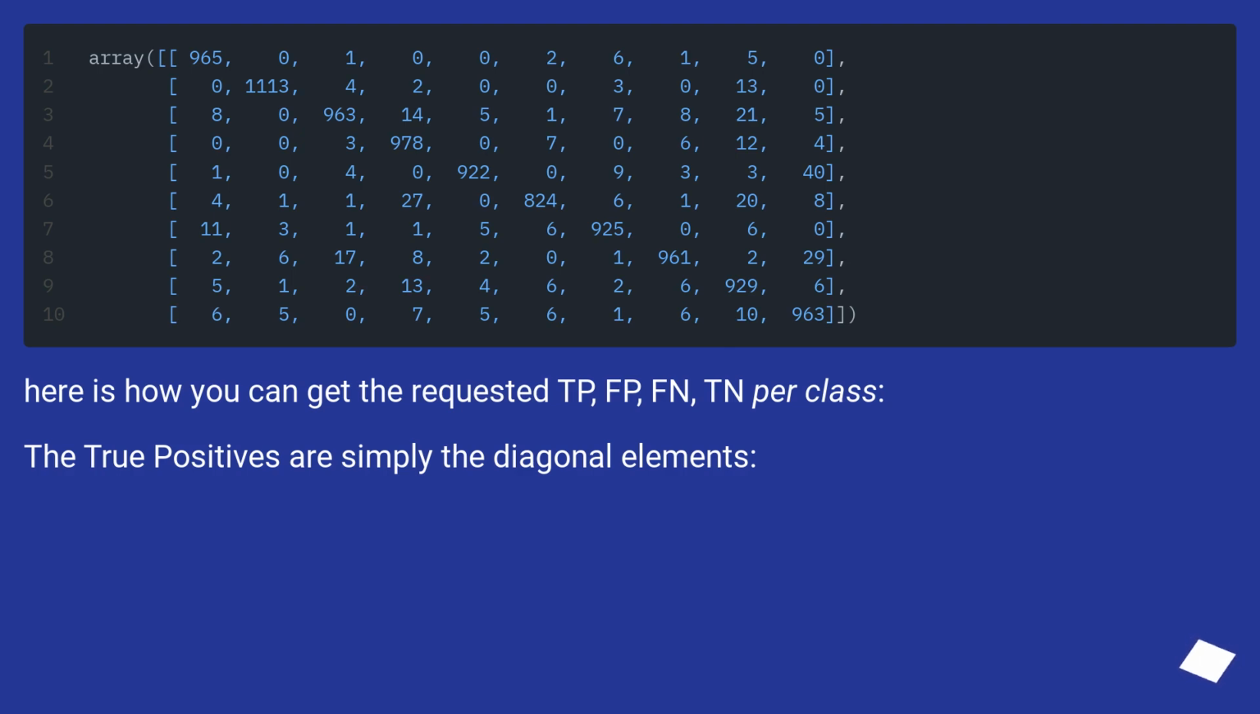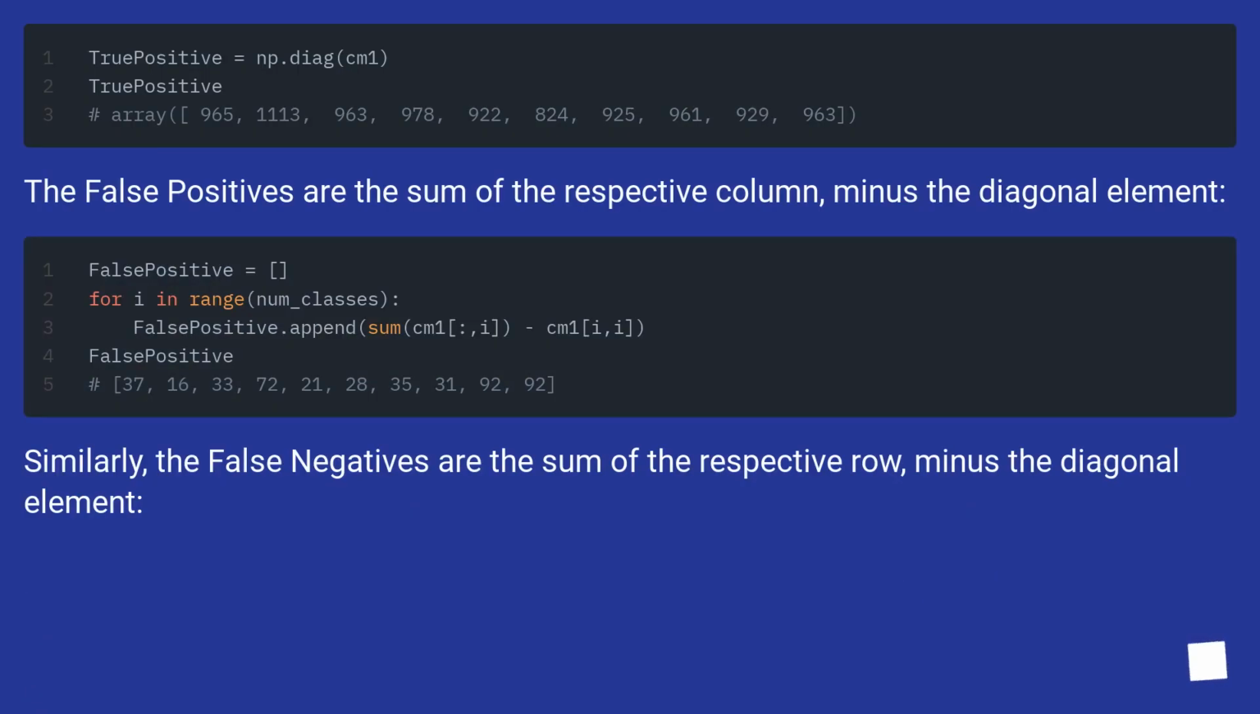The true positives are simply the diagonal elements. The false positives are the sum of the respective column, minus the diagonal element. Similarly, the false negatives are the sum of the respective row, minus the diagonal element.